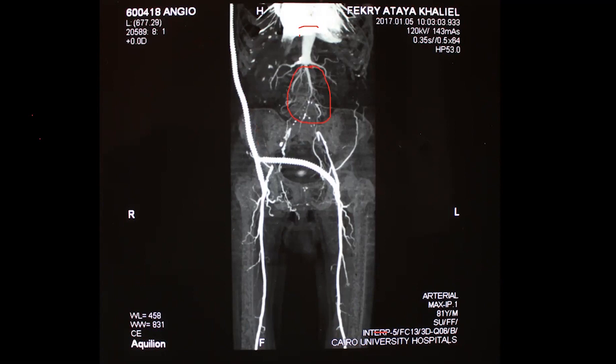This area, I mean, identify this area. Where is this in the aorta? Which part of the aorta? It's blocked all the way up to the renal arteries. And which artery is coming just above the renals and going down, and it's still patent?